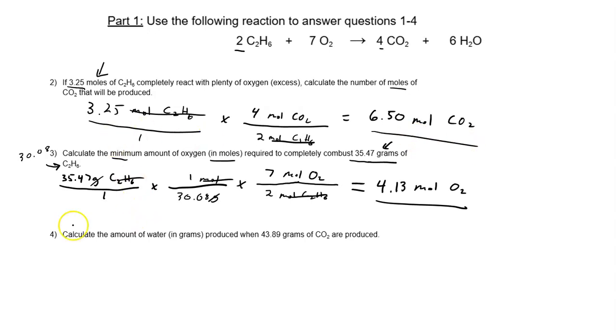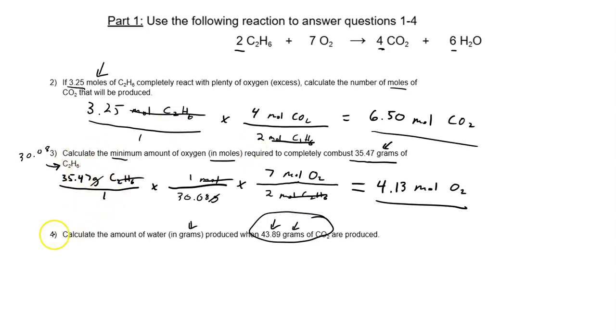Okay? Now, last one, number 4, is my answer needs to be in grams. My starting quantity is in grams. So that means I'm going to have to do what I just did here, plus one more step of converting it back to grams. So, amount of water in grams produced when 43.89 grams of CO2 are produced. So, I'm going to use these two numbers right here, 6 and 4, for my mole ratio. But first, let's convert this number to moles.